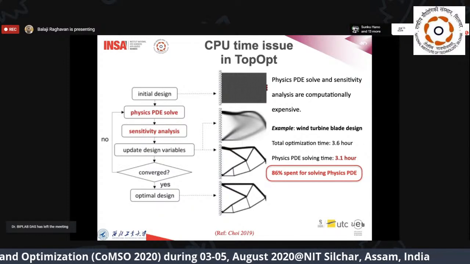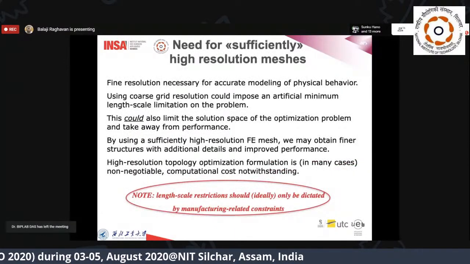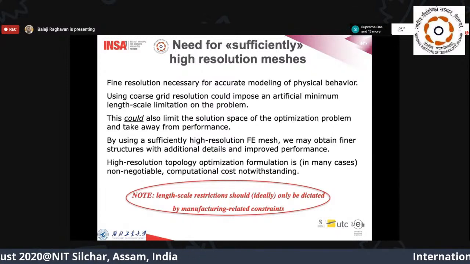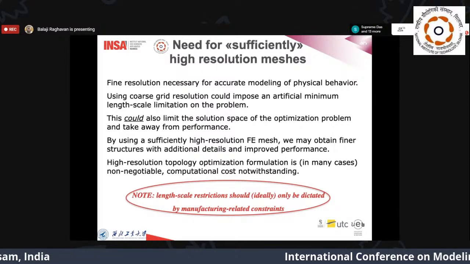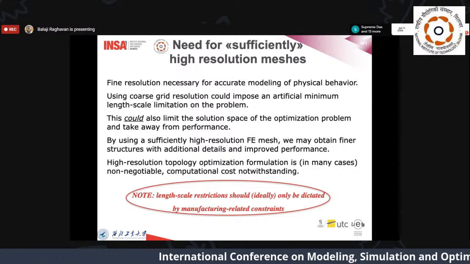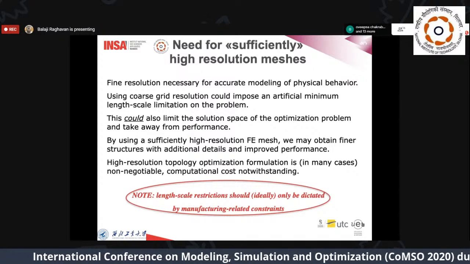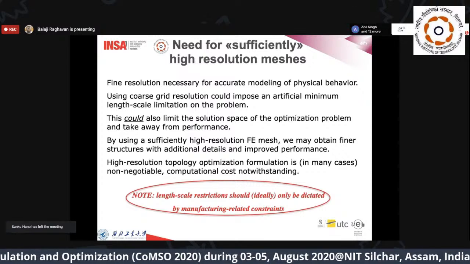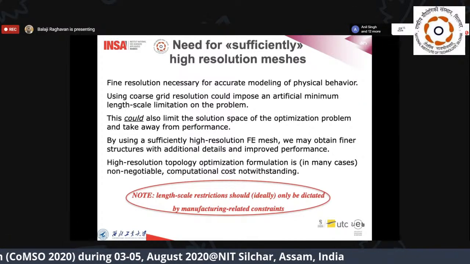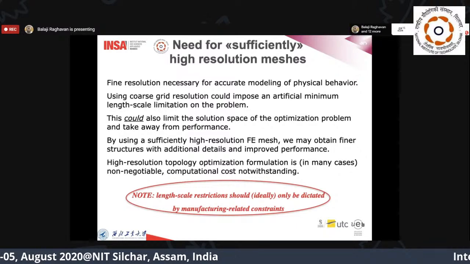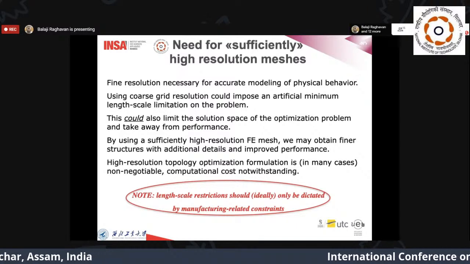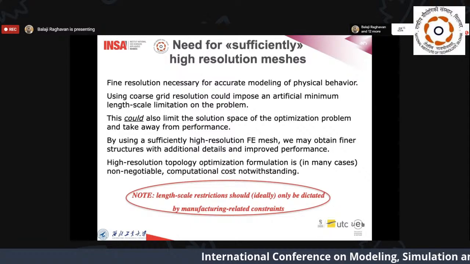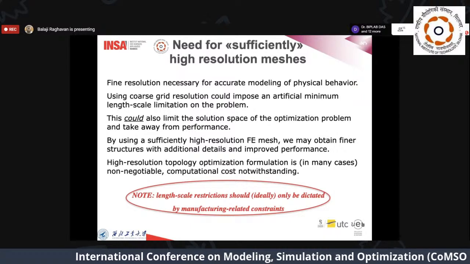but even simple mechanics problems run into those issues. So you'd say, why can't we just reduce the resolution and use low-resolution meshes? The reason is, remember, length scale control is not something that should be dictated by the computational CPU clock. Unfortunately, it frequently is. So you often need fine resolution for accurate modeling of the physics, number one.